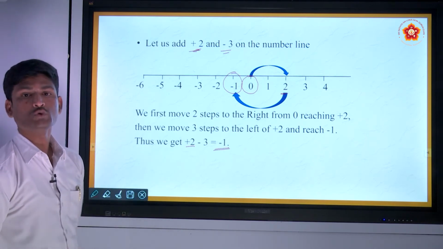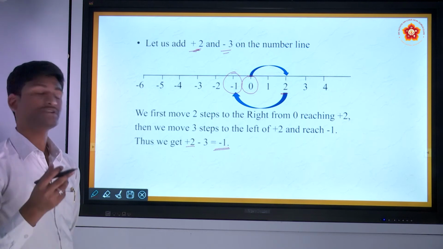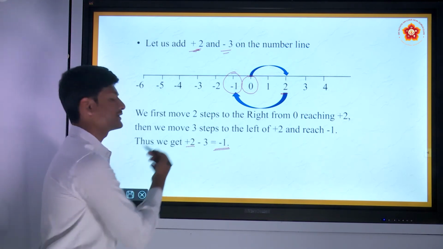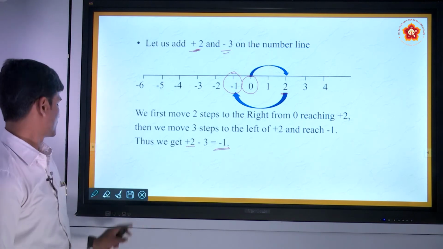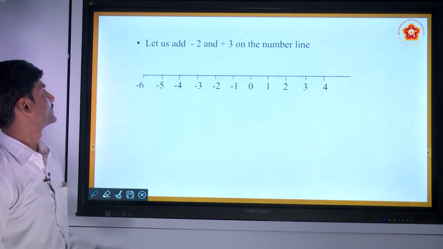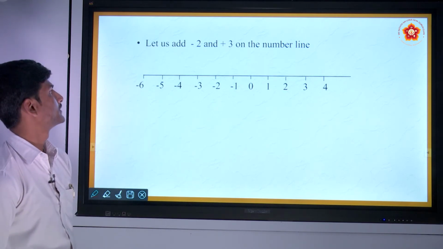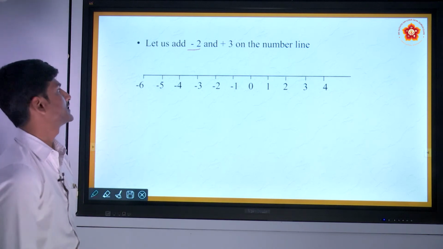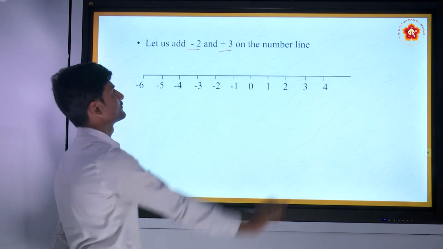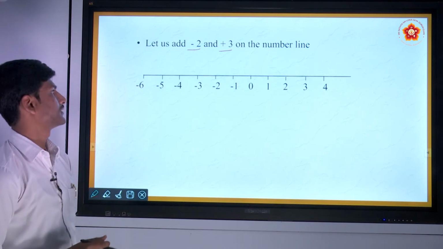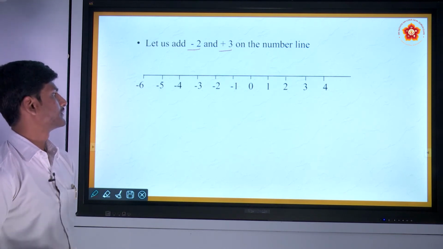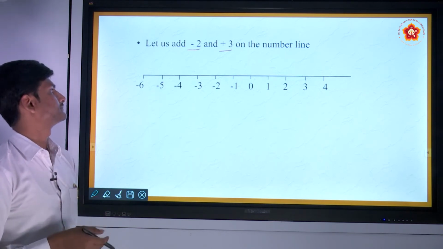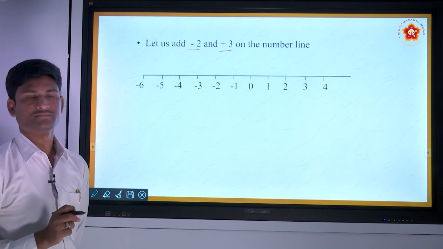When we have 2 negative integers, we must add them and the answer will take the sign of the greater number, right? Then let us add one negative integer and one positive integer on a number line. We must subtract and the answer will take the greater number's sign, right?